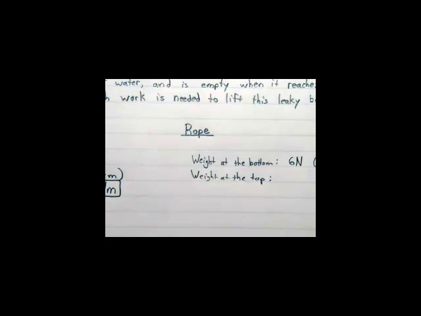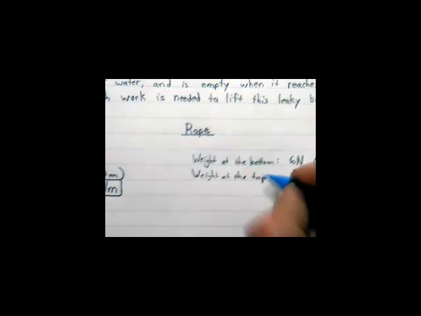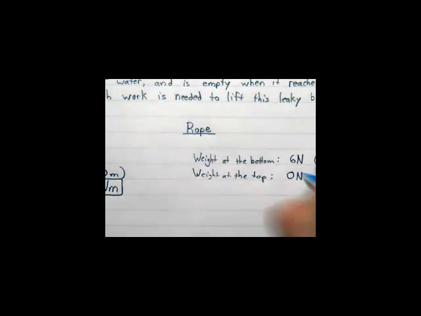I have now coiled all the rope up next to me, right? It's nothing. And this is when x equals 20. Okay? So, the equation for this rope I can get by thinking about this.